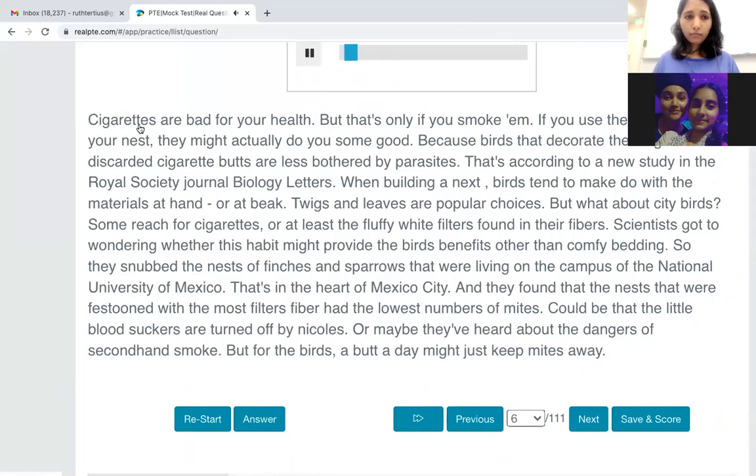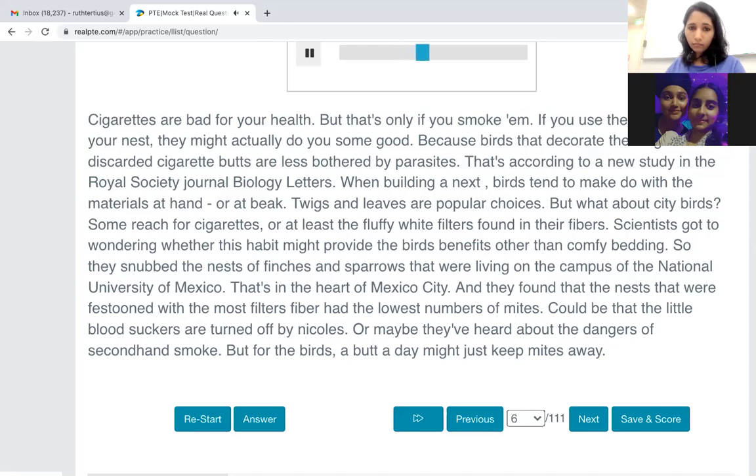Cigarettes are bad for your health, but that's only if you smoke them. If you use them to line your nest, they might actually do you some good, because birds that decorate their digs with discarded cigarette butts are less bothered by parasites. And that's according to a new study in the Royal Society journal, Biology Letters. When building a nest, birds tend to make do with the materials at hand, or at beak. Twigs and leaves are popular choices, but what about city birds?